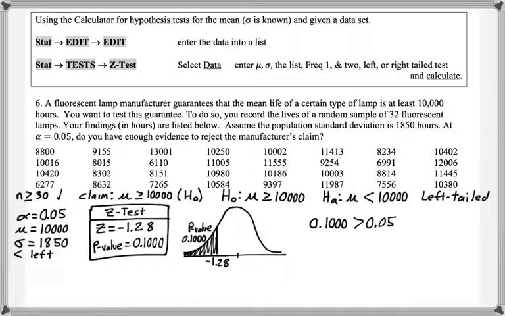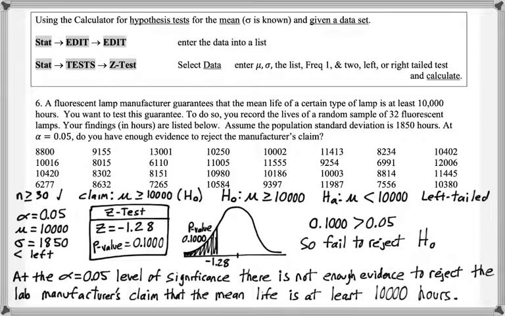0.1000 is greater than 0.05. So P is greater than alpha, which means we fail to reject the null hypothesis. So our conclusion would be, at the 0.05 level of significance, there is not enough evidence to reject the manufacturer's claim that the mean life is at least 10,000 hours.